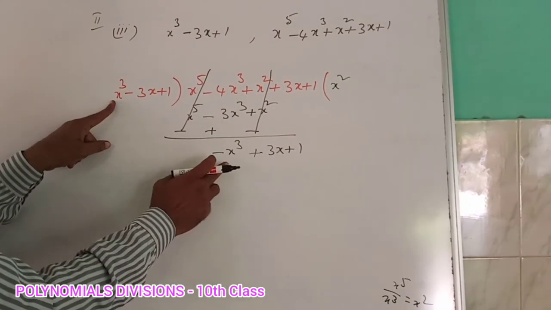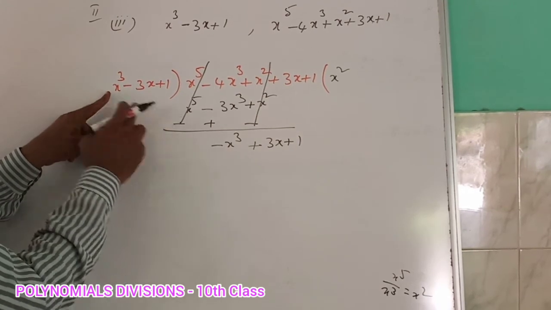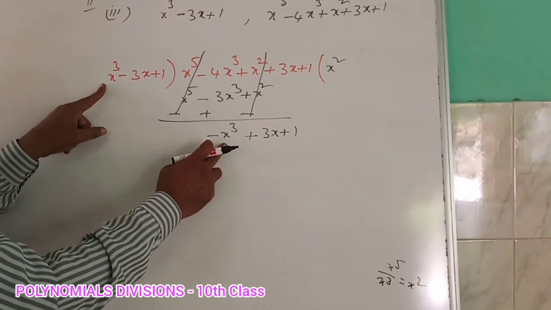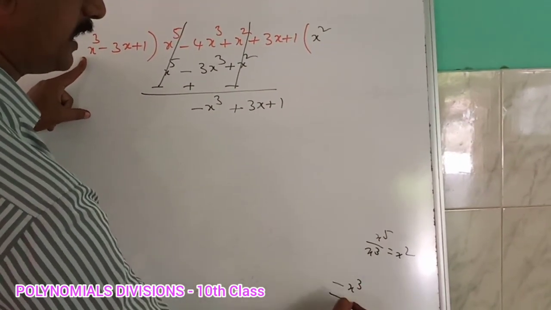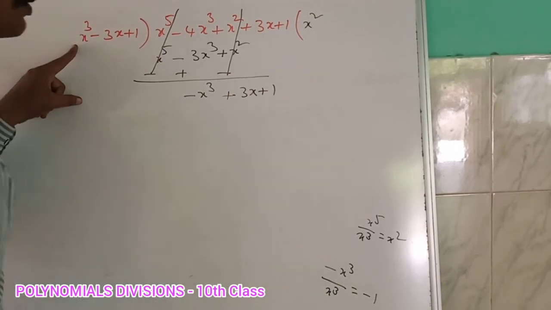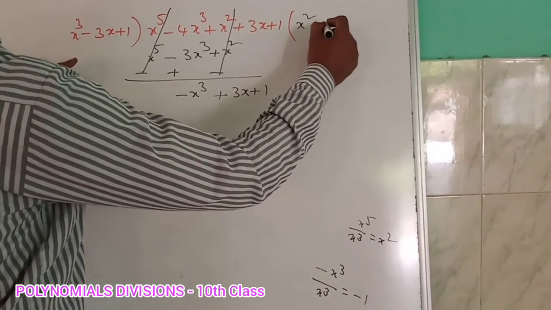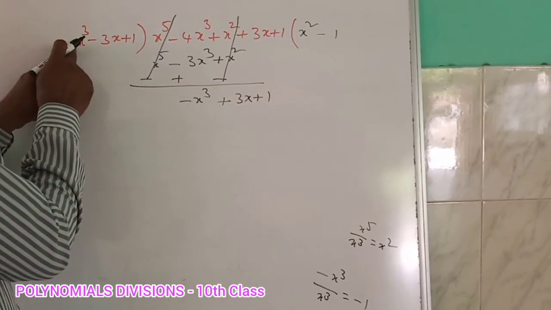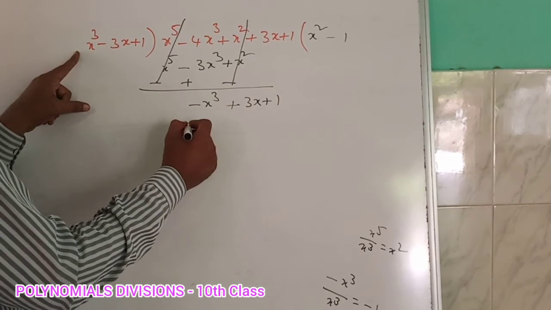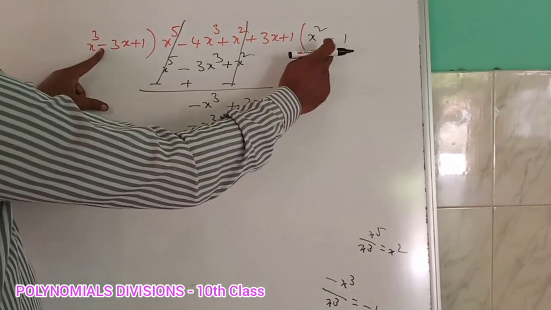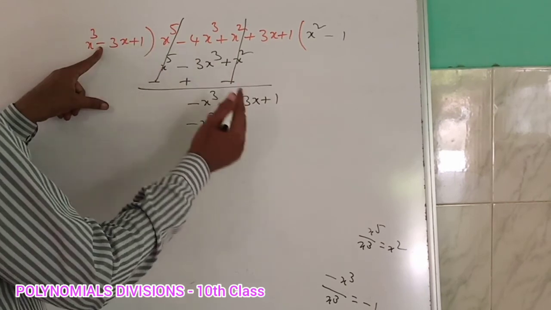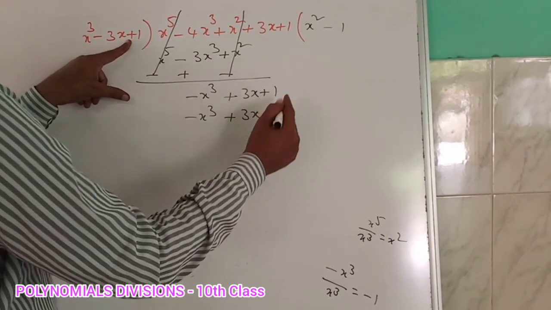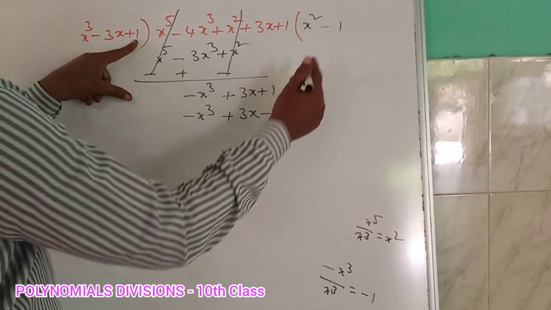Here x cube, it is also x cube. Which number multiplied by x cube is equal to minus x cube? So minus x cube by x cube is equal to minus 1. So minus 1 into the whole divisor. Minus 1 into plus x cube is minus x cube. Minus into minus, plus 1 into 3x is plus 3x. Plus into minus, minus 1 into 1 is minus 1.